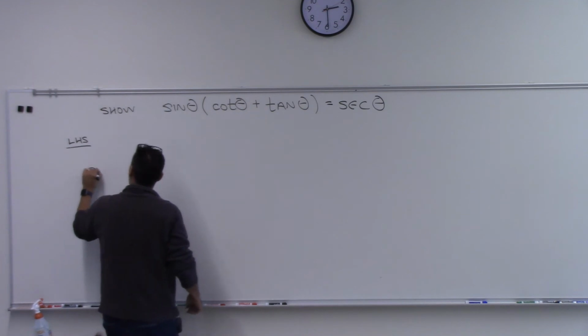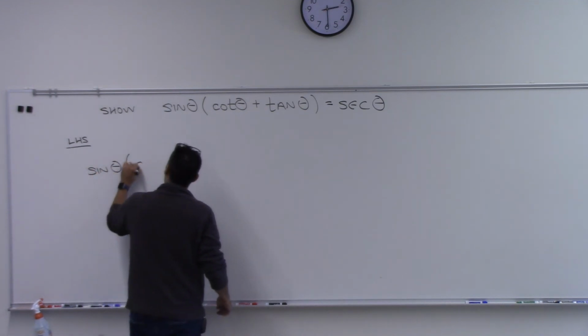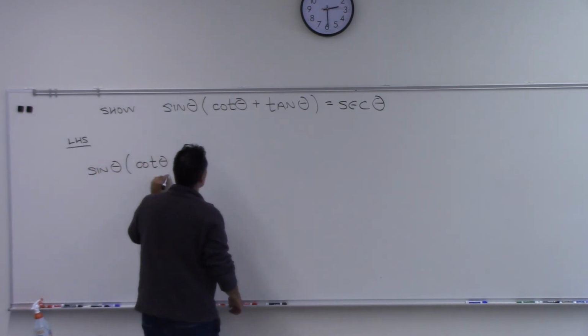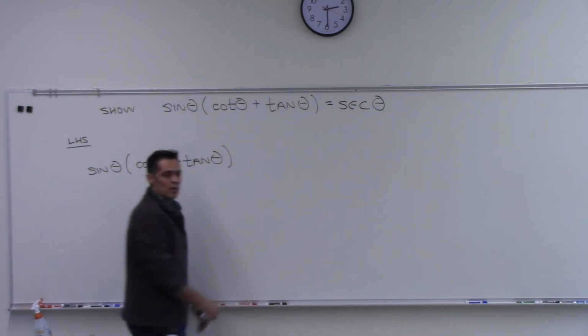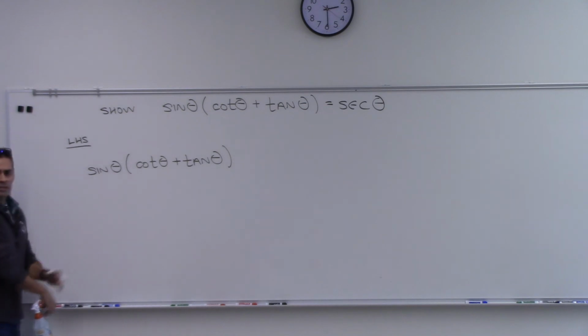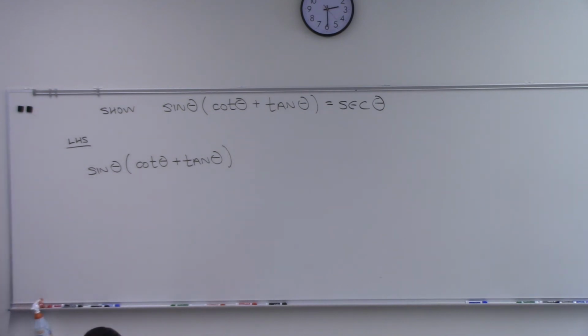So here we go. Sine theta, and then cotangent theta plus tangent theta. That's it. That's all I write. Right? That's the left side. Now what can I do with it? Whatever you want. I mean, look, as long as it's legal, you can do it. Yes? What's that?